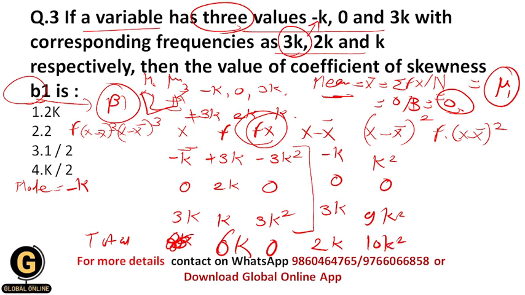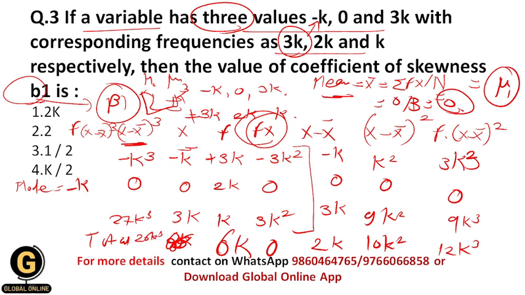Now do f into (x minus x bar) squared, then it will be k squared, 3k cubed, then 0, then 9k cubed and then 12k cubed. Now for f into (x minus x bar) cubed, first of all find out the value of (x minus x bar) cubed. So the value will be minus k raised to 3, then 0, then 27k cubed and then their total will be 26k cubed.